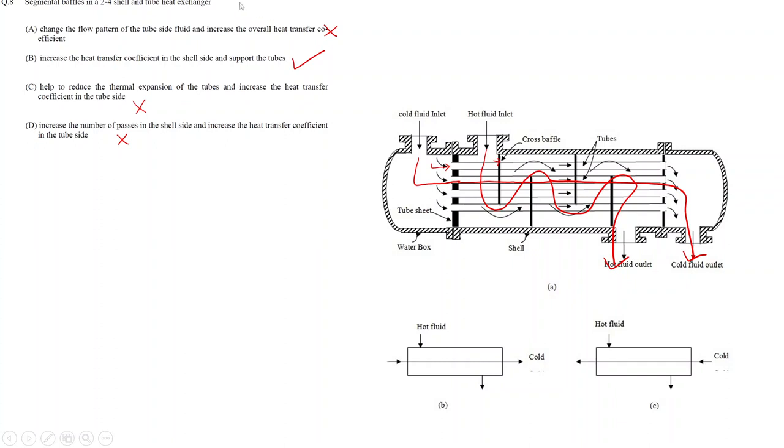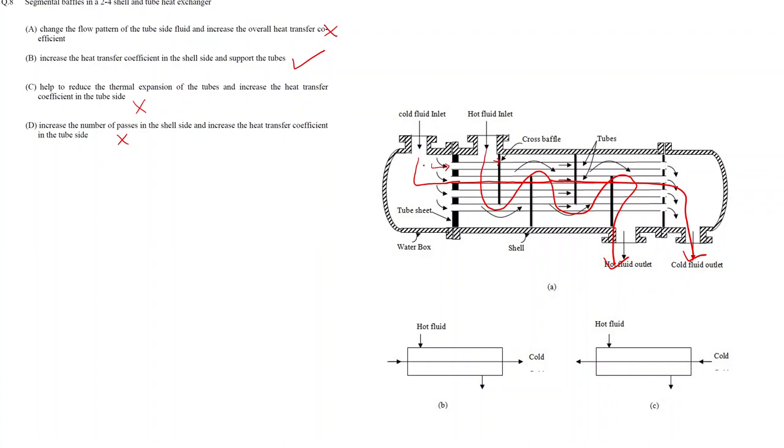Similarly, if we look at this 2-4 exchanger, it will have 2 shell passes and the fluid will pass 4 times through the tubes. Now looking at the given options, the first one is change the flow pattern of the tube side fluid and increase the overall heat transfer coefficient.